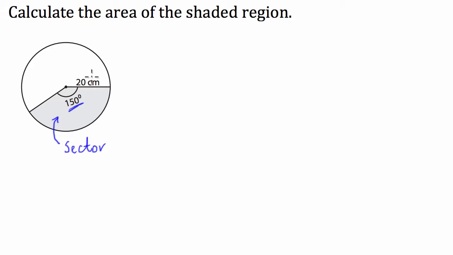Okay, well let's go about doing this, and we're going to do this in two different ways. The first way, we're going to find out the exact area, and then the second way, after we've found the exact area, we're also going to find the approximate area.